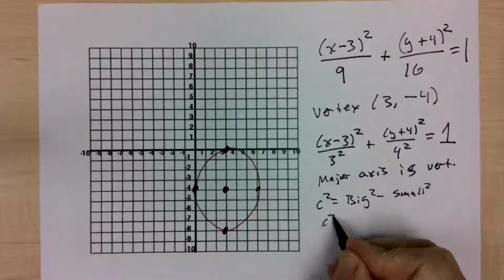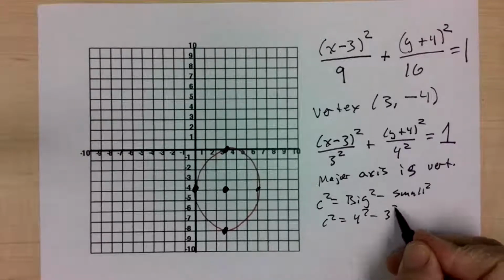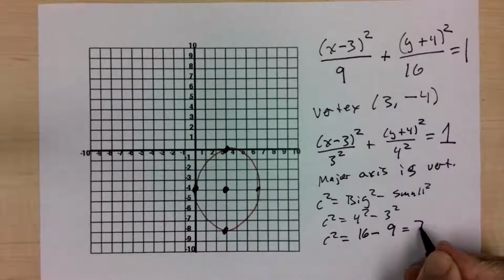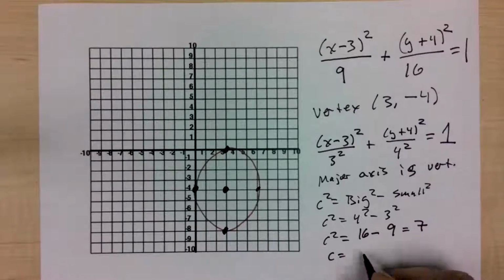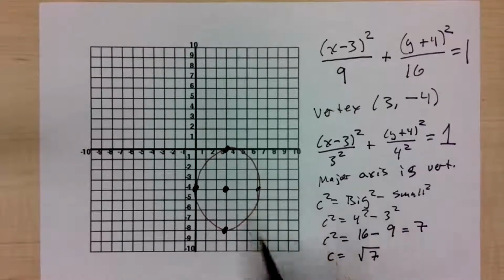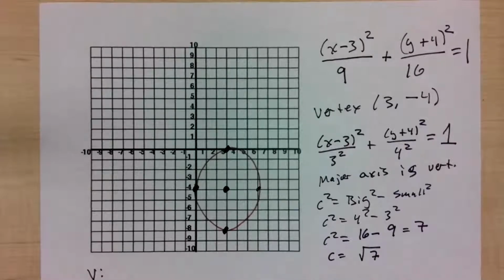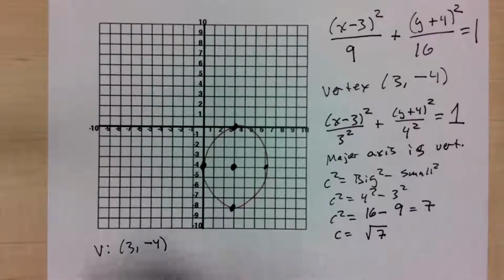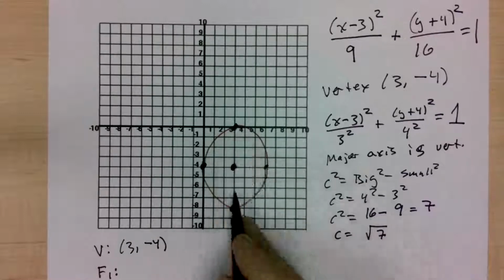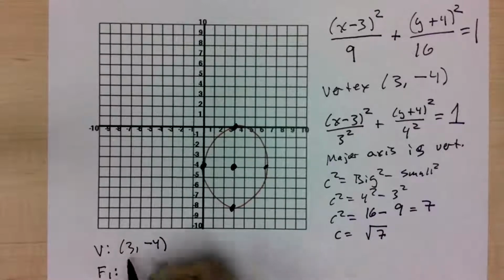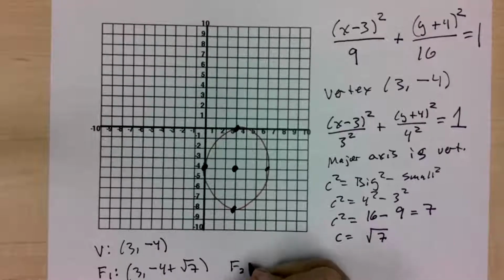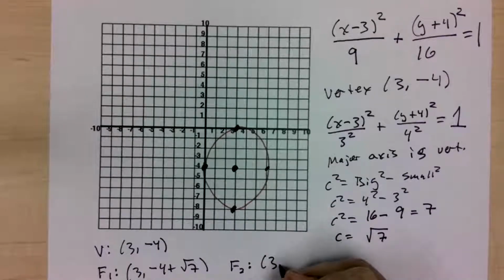Our big square is 4 squared minus our small square is 3 squared. So I get c squared is 16 minus 9, which is 7. So c is √7 or plus or minus √7. So that means I have to go up and down √7 from my vertex. Remember, my vertex was 3, -4. So my first focus, starting at my vertex and going in the vertical direction, 3, -4 plus √7. My second focus would be at 3, -4 minus √7.